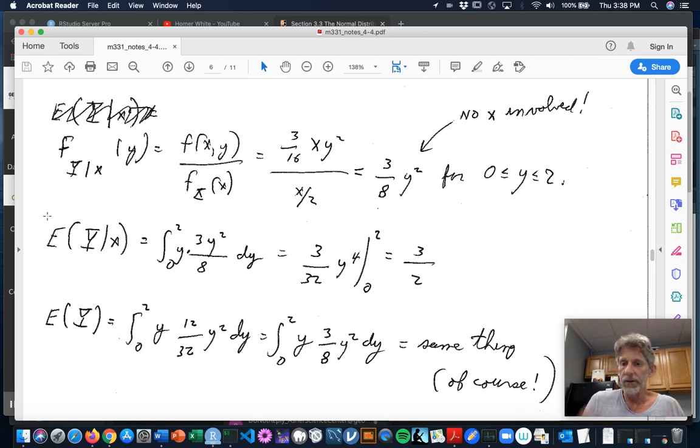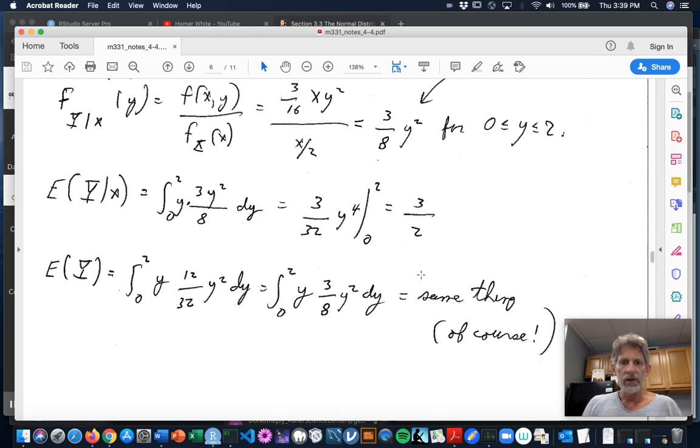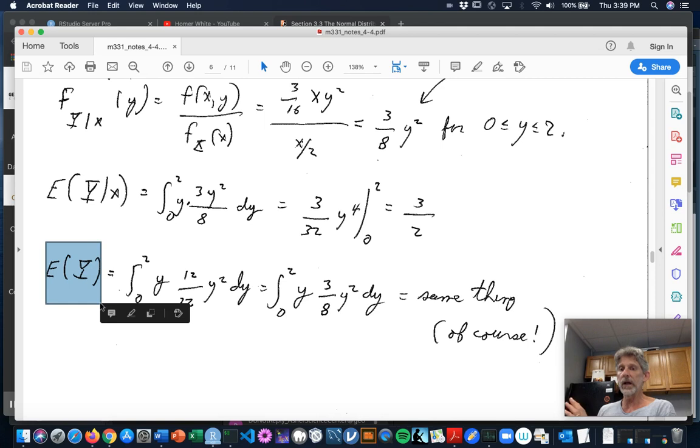Once we've got the conditional PDF, we could go ahead and get the expected value of y given that capital X turns out to be little x. We just integrate over the possible values for capital Y times that conditional PDF. And we work and we work and we get 3/2. So notice we get that regardless of what x is. There's no dependence on x in the answer here. That tells me kind of in advance that we're going to get the same thing if we just asked for the expected value of y knowing nothing about x.